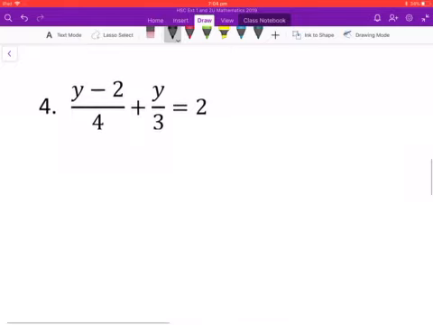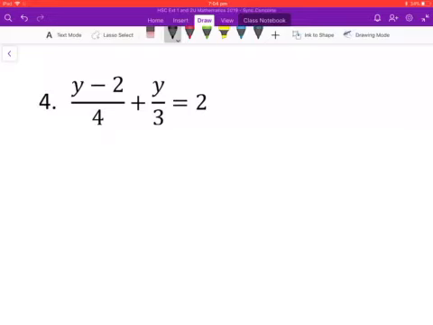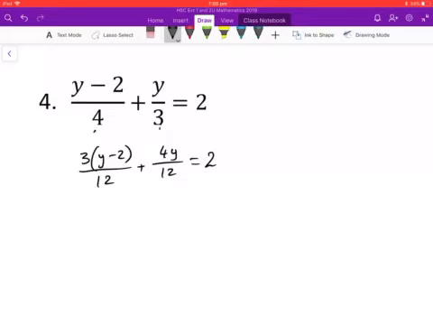Same idea here, we've just got a binomial in the numerator. All right, let's combine the fractions. So 4 and 3, lowest common multiple is 12. So this one is going to become 3 brackets, y minus 2 on 12, plus 4y on 12 equals 2. Now, I'm going to expand this bracket. It's going to become 3y minus 6 plus 4y on 12 is equal to 2.